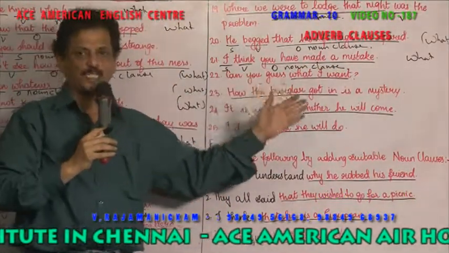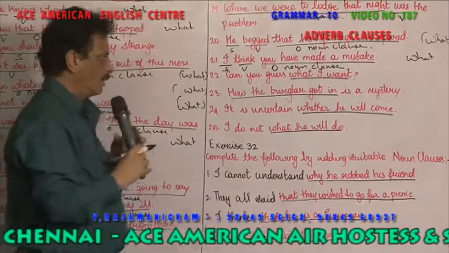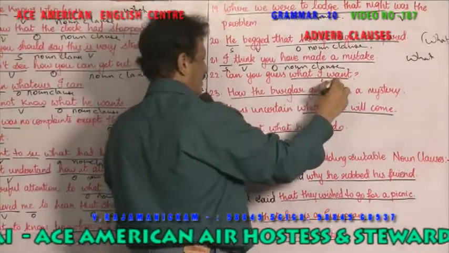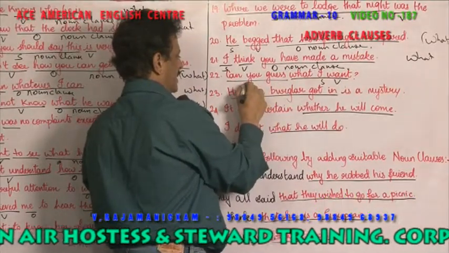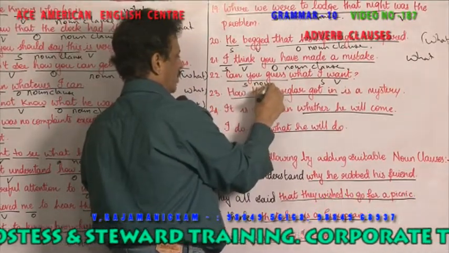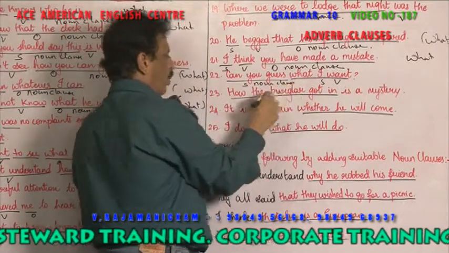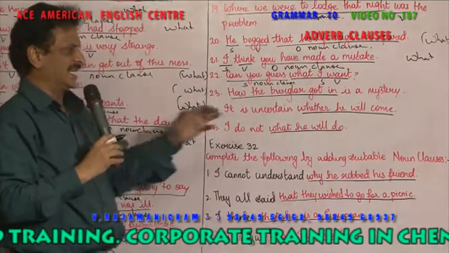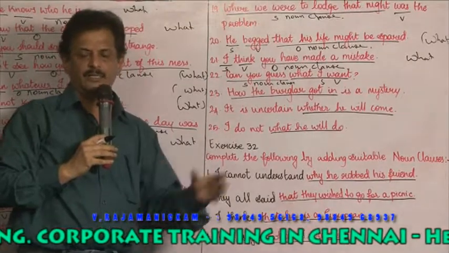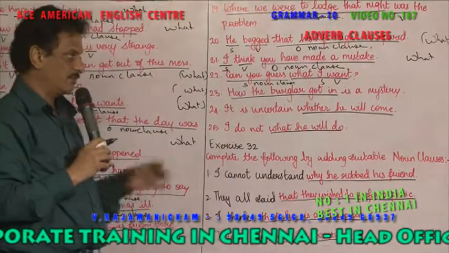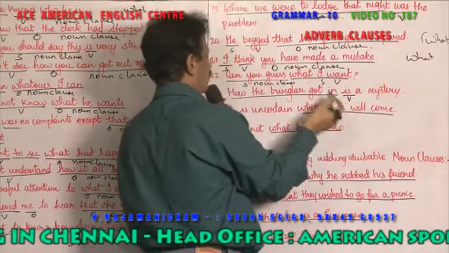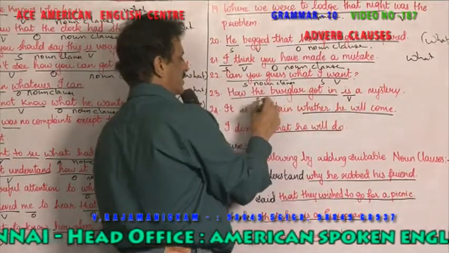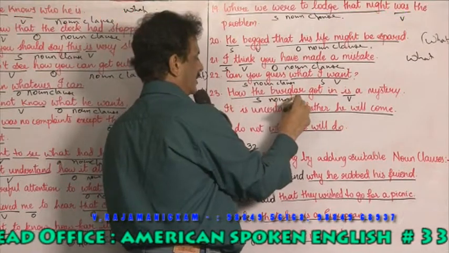Can you guess what I want? What I want: I is the subject, want is a verb. Want what? Can you guess? What I want becomes the object, it's a noun clause. How the burglar got in is a mystery. How did the thief enter the house is a mystery, something which we cannot understand. Is is a verb. How the burglar got in is a subject and it is a noun clause.